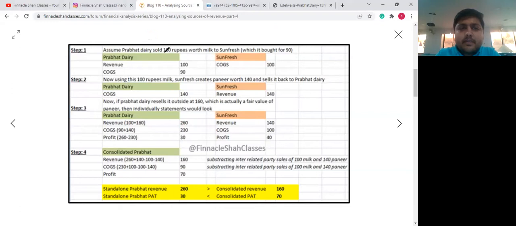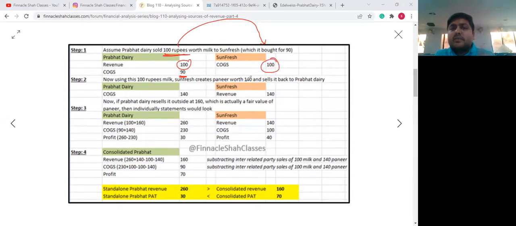So let's assume that Prabhat Dairy sells 100 rupees worth of milk to Sunfresh. Naturally, Prabhat Dairy is earning a revenue. And let's say that procurement of that milk cost Prabhat Dairy 90 rupees. So COGS for Prabhat Dairy is going to be 90. I'm referring to standalone figures here. And for Sunfresh, because Sunfresh is actually buying that milk, it becomes COGS.